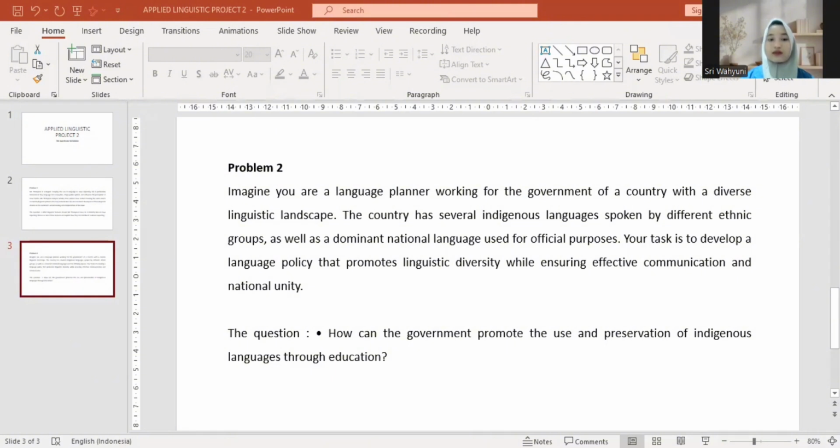And then the sixth is use of technology and digital resources. Leveraging technology can enhance the accessibility and appeal of indigenous language education. The government can promote the development of digital resources such as language learning applications, online courses, and multimedia content in indigenous languages. This can engage younger audiences and provide flexible learning opportunities. Applied linguistic research highlights the potential of technology to facilitate language learning and encourage exposure to target languages.